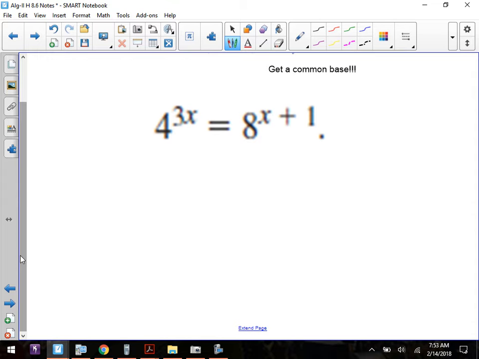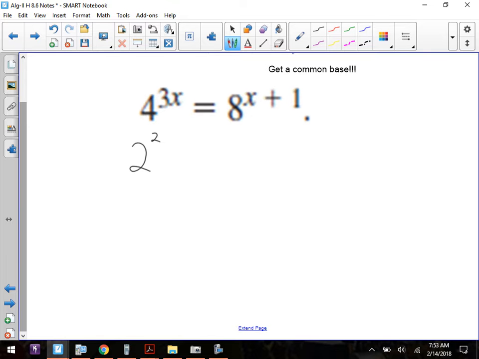So if I'm looking at an 8 and a 4, what would be a different way to write that out in terms of a common base? The base 2. Okay. 4 and 8 are both, when you see these things, you have to start thinking of powers. 4 is 2 squared. 8 is 2 cubed. So I can rewrite this as 2 cubed to the 2x equals 2 squared to the 3x plus 1.